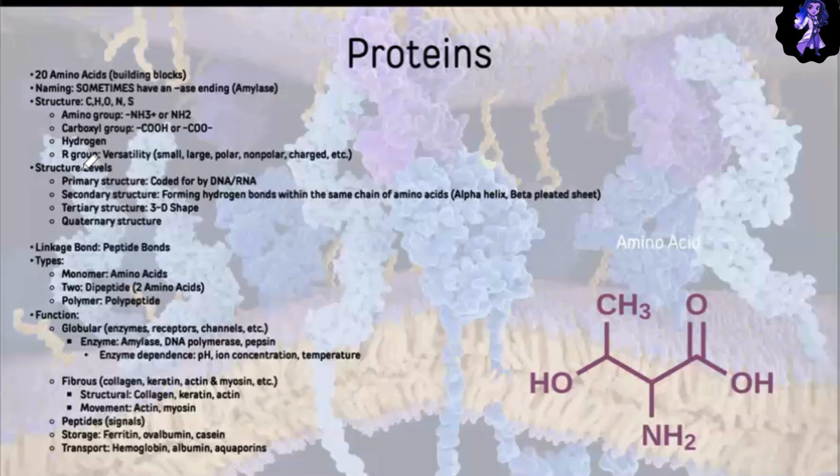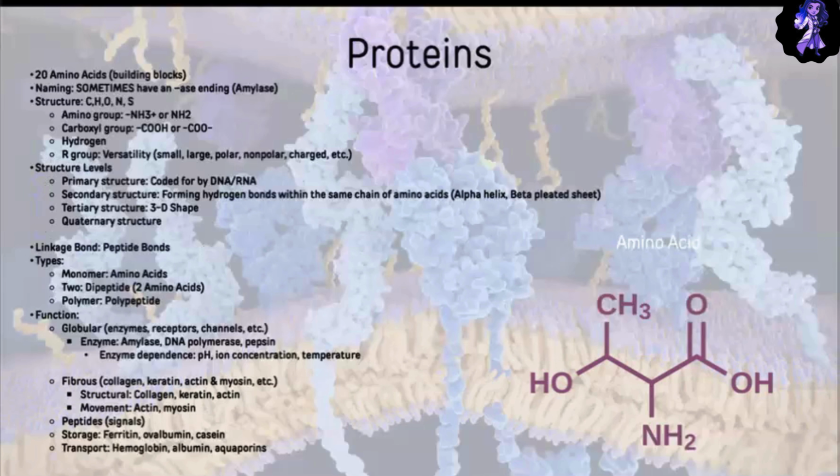So look for the structure that has the four, I should say five main elements, which is carbon, hydrogen, oxygen, nitrogen, and sulfur. Not always sulfur, but sometimes sulfur. So look for those 4 to 5 main structures, but more specifically, look for the amino group, the carboxyl group, the random hydrogen, and the R group to really dictate what your amino acid is, which would dictate that there's a protein.